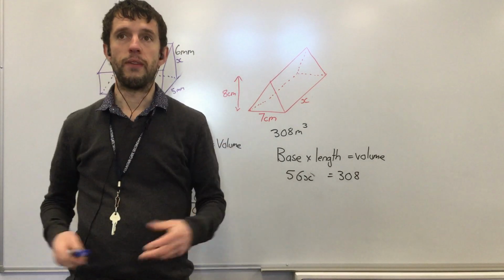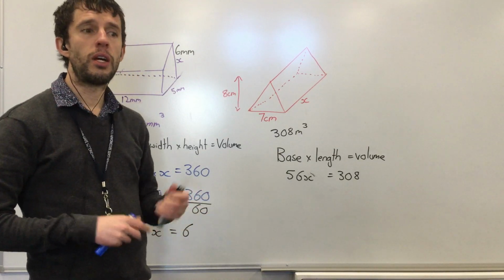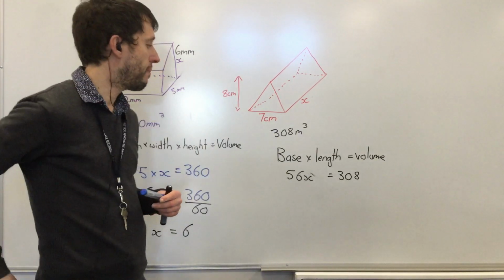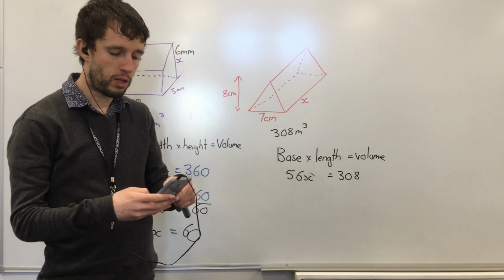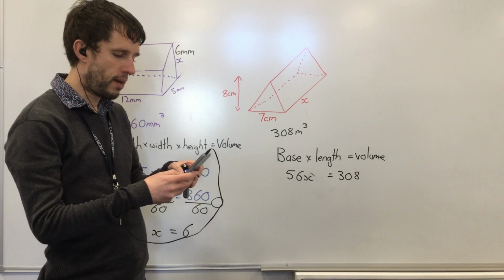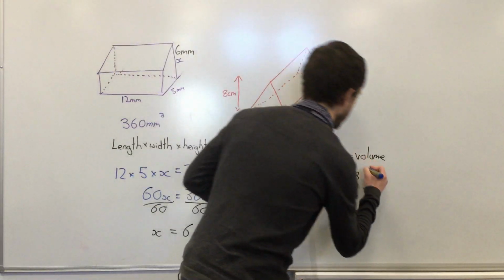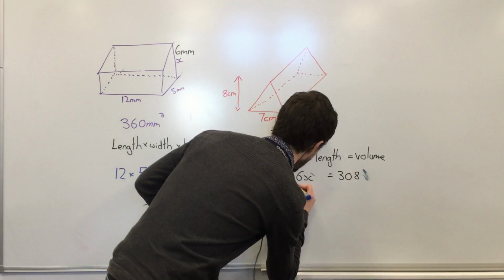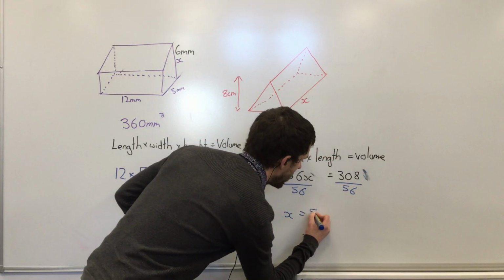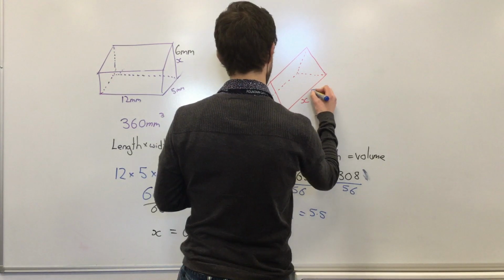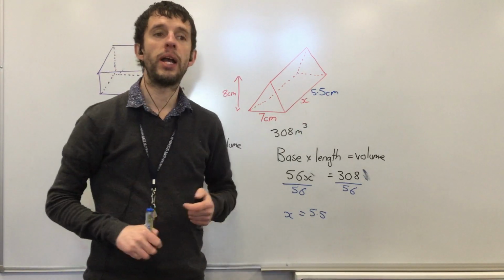So we can divide, or we can just skip count. So if you've got a calculator, that's fine. You can go 308 divided by 56, and you grab it out. So 308 divided by 56, and that equals 5.5, because I divided both sides by 56, and that gives me x by itself, and it equals 5.5. So x is 5.5. Must put centimeters there because we always need to have our units.